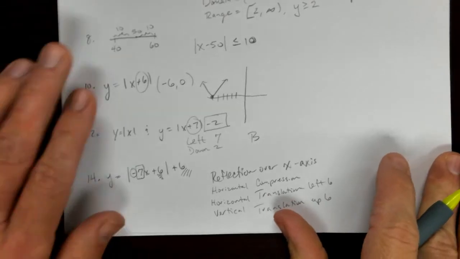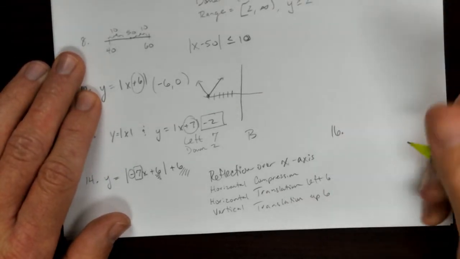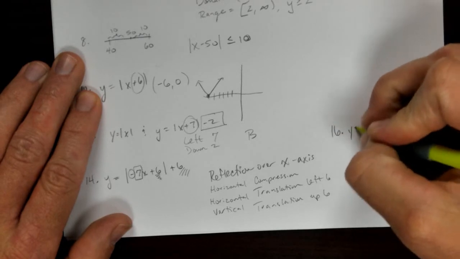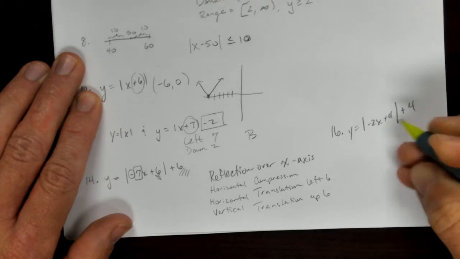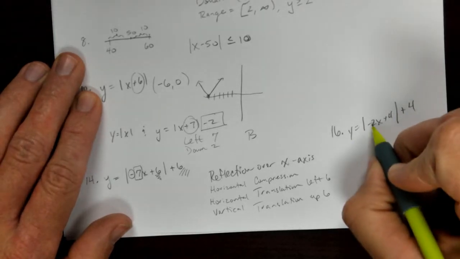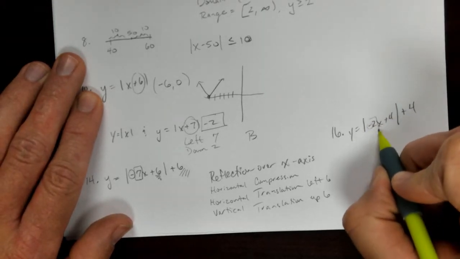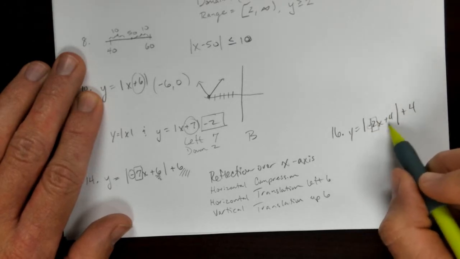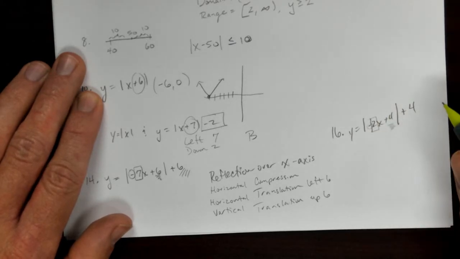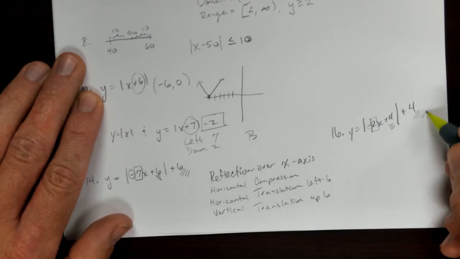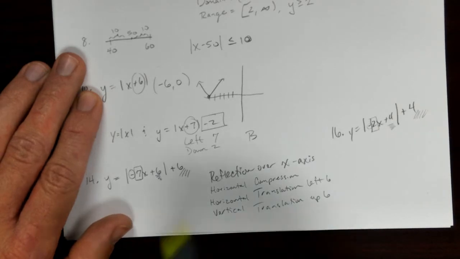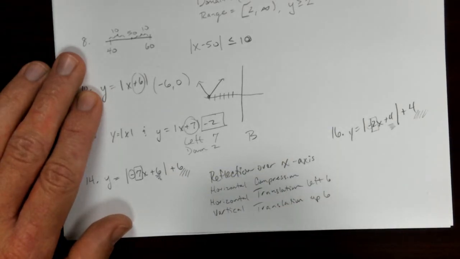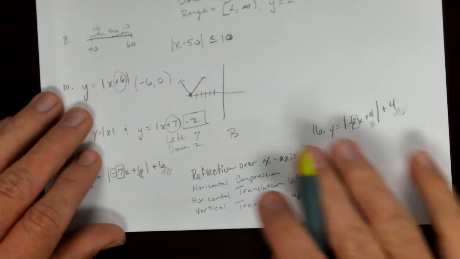So with that being said, number 16, I'll write it right here. Number 16 is y equals the absolute value of negative 2x plus 4 plus 4. We have the same 4 transformations. We have a reflection, a horizontal compression, a horizontal translation, and a vertical translation. Just the numbers are different, but the same 4 transformations apply.